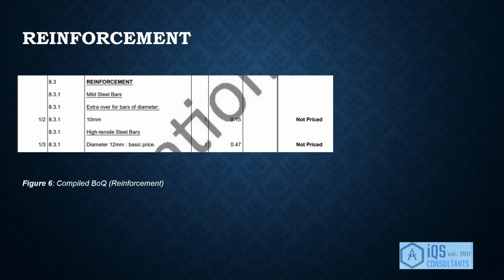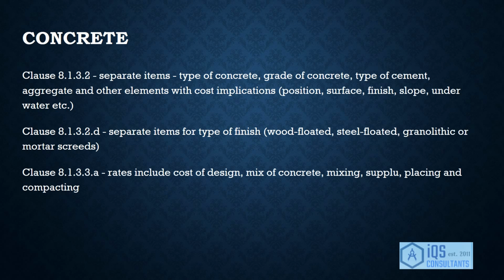For our measurement of the rebar, we separated the mild steel bars from the high tensile steel bars. Below each item is the diameter of the bar used, and the quantity is then calculated based on this diameter, length, and number of steel bars used. The final element, which should have been included in the BOQ, is of course concrete. According to clause 8.1.3.2, separate items are to be measured according to this type of concrete: grade of concrete, type of cement, aggregate, and other elements of work which have cost implications, like the position, surface finish, slope, and if the concrete is to be cast underwater, etc.